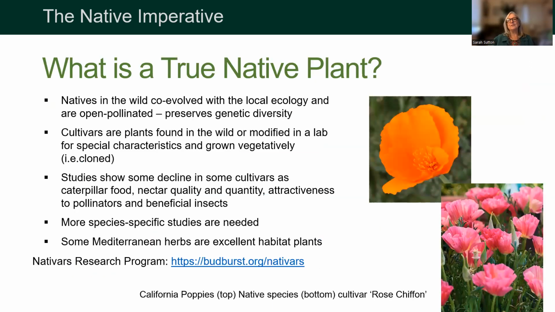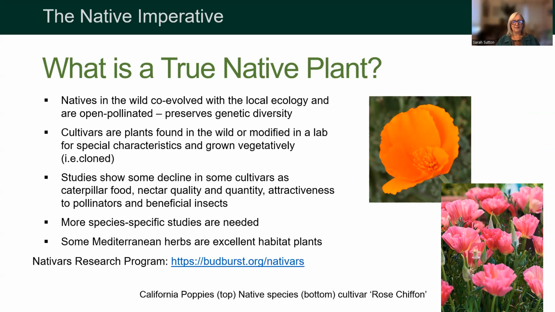Some people say, well, what is a true native plant? You get to see all these cultivars, and like the California poppy, the bright orange that you see out in the Central Valley and up in the foothills and all over the state. It's our state flower, of course. And when we're having a peak bloom season, it's just amazing. But there are lots of other poppies that have been cultivated, and are they native or are they not?